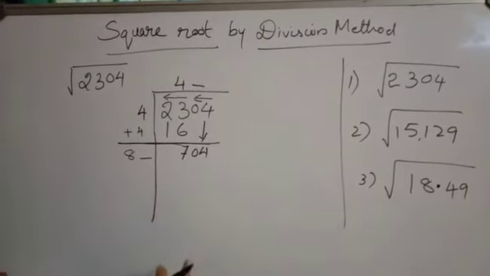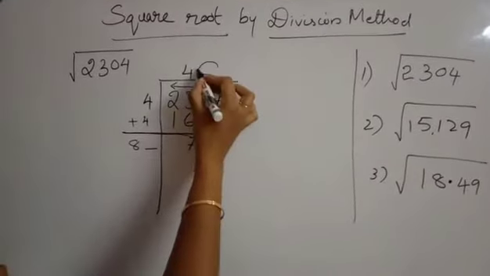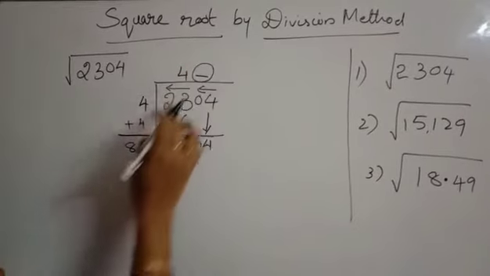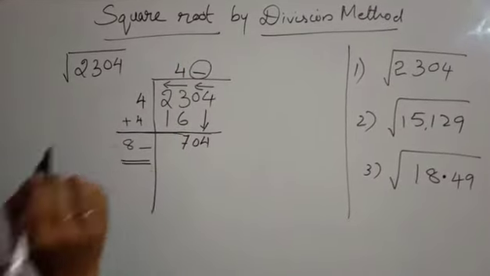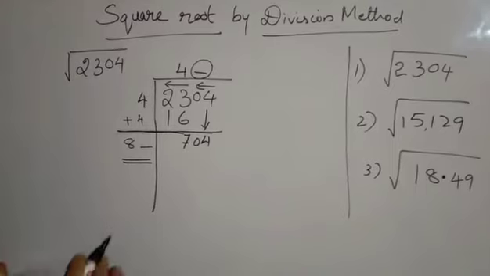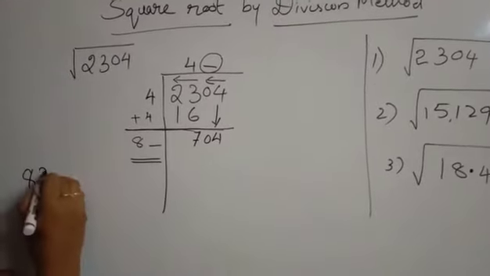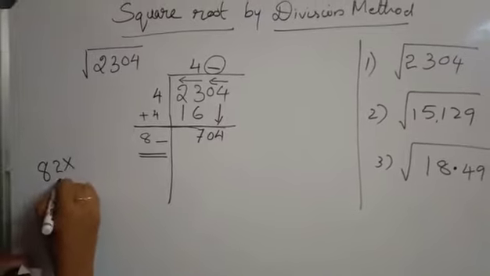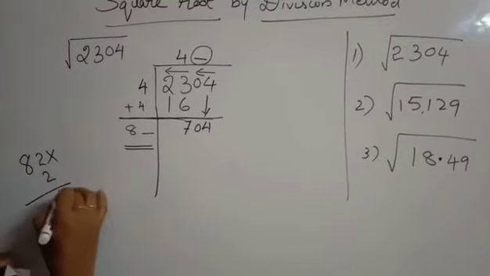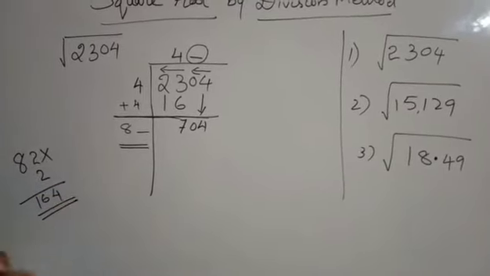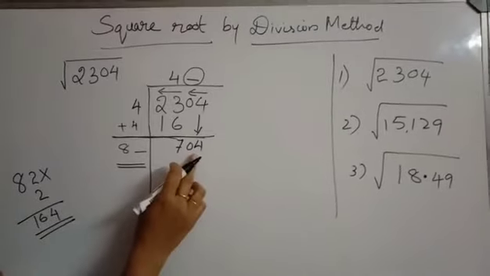And now you need to find a number here, and with that number we have to multiply whatever number we are getting here. And that product should be equal to 704. If you are considering 82 as the number, 82 into 2, what will be the product? It is 164. Can you consider this? No, because this is 704.